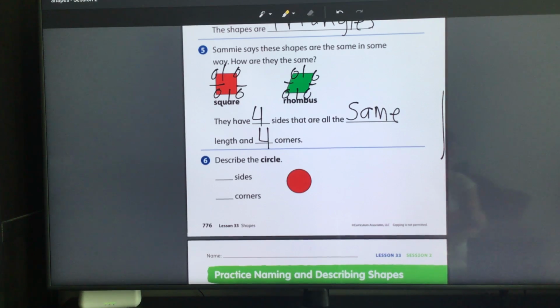Okay, number 6, it says describe the circle. How many sides does a circle have? And how many corners does a circle have? Well, I hope your answer was 0 sides. There's nothing straight. There's nowhere where 2 lines meet. You need a straight line to have a side. So a circle has 0 sides, and it also has 0 corners, because it has to have points to be a side, and the points are the corners. And circles do not have that because it is round.